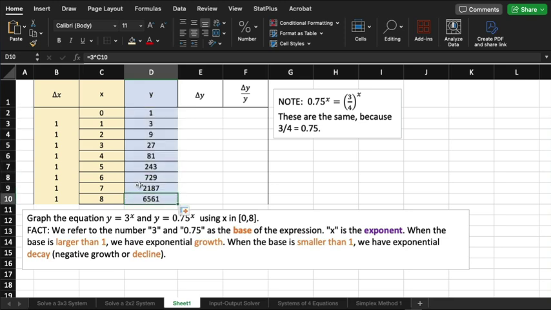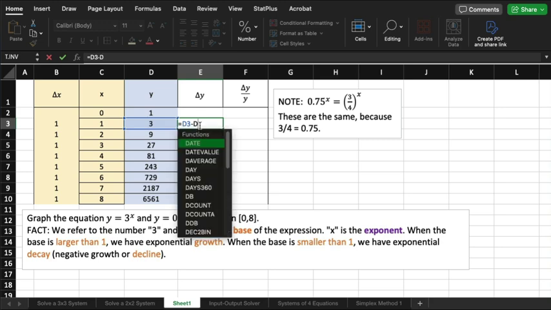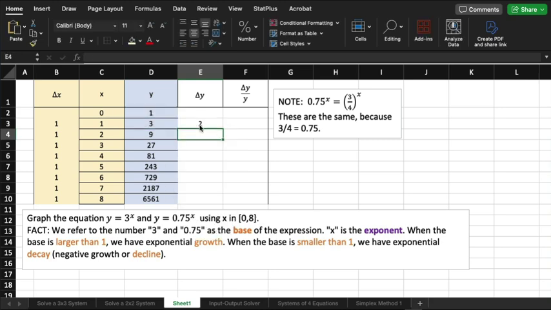As you can see, the y values are getting pretty large. This has a pretty significant rate of growth here. Let's calculate our delta y's and our delta y divided by y, and then we'll talk about the graph. In column E, the first value of delta y will get calculated in E3. So type equals D3 minus D2. Hit enter, and again, click on that anchor in the lower right corner and fill down.